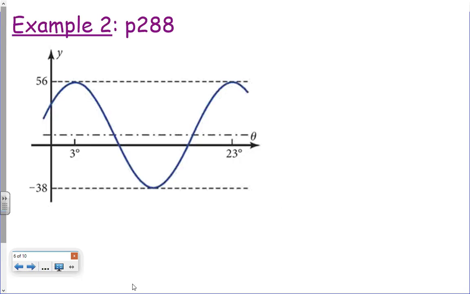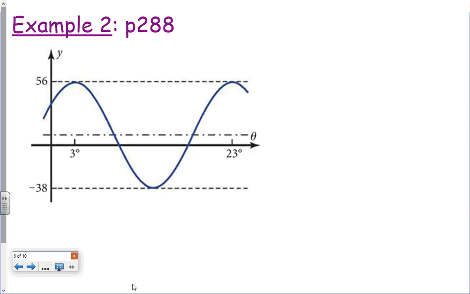Let's take a look at example number 2 on page 288. Example number 2 says, for the sinusoid that they've given us here, give the period, the frequency, the amplitude, the phase displacement, and the sinusoidal axis location, and then write the equation of the sinusoid and check that your equation is correct by plotting that on your calculator. Okay, so we'll do that. But let's go ahead and find the values that they're asking us for here.